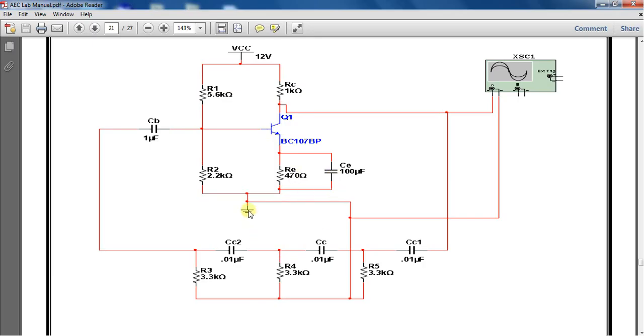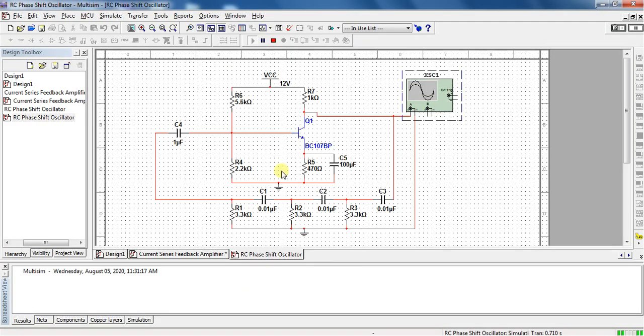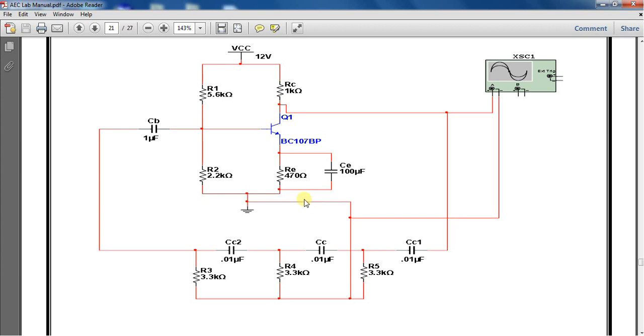I have used two grounds in the connected circuit. Here is the ground and here also the ground, so there is no need to short these two things. In the circuit diagram, if you observe, this ground is connected here. Instead of this, I have placed the ground here and also here, so we have grounded these two separately.